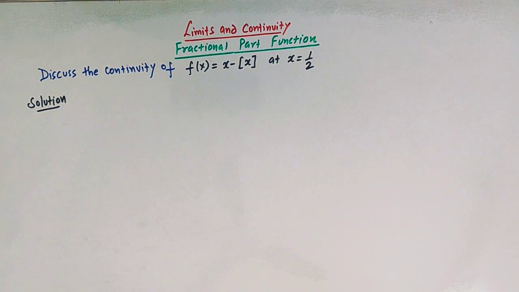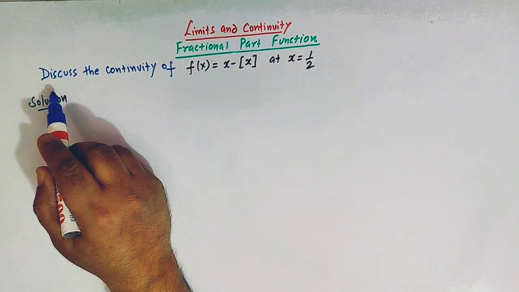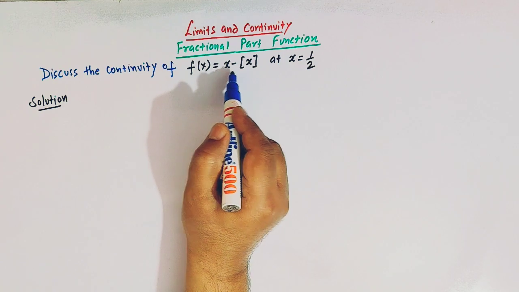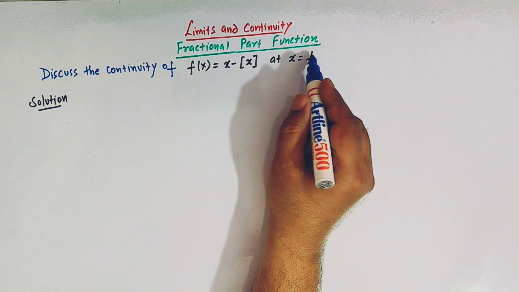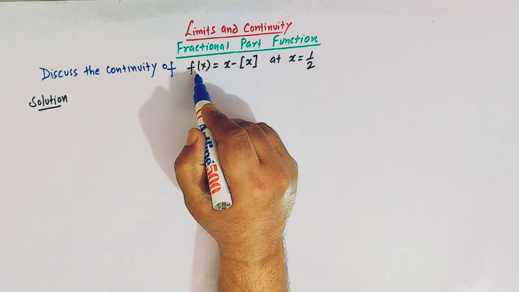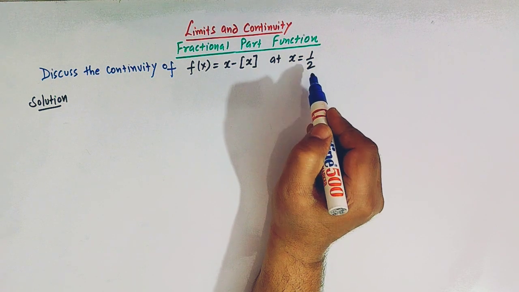Hello viewers, in today's class we are going to solve yet another important and conceptual problem from limits and continuity, right? And here once again we'll take a very conceptual problem, and here we have to discuss the continuity of this function f(x) = x minus greatest integer of x at x = 1/2, right? So we have to test the continuity of this function when x = 1/2, right?